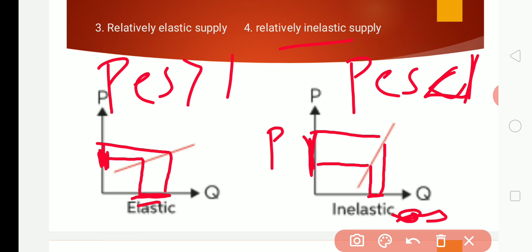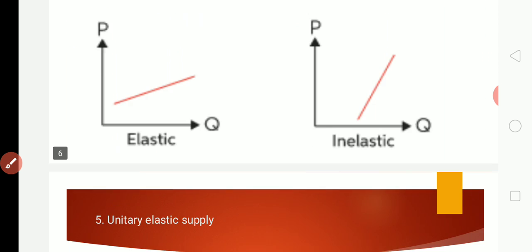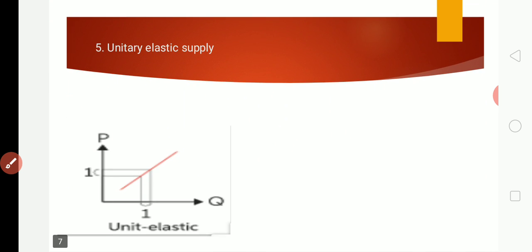The greater change in price leads to smaller changes in supply. Here the smaller changes in price lead to greater changes in supply, so we call this relatively elastic supply, and here smaller changes in supply we call relatively inelastic supply. The last one is unitary elastic supply.